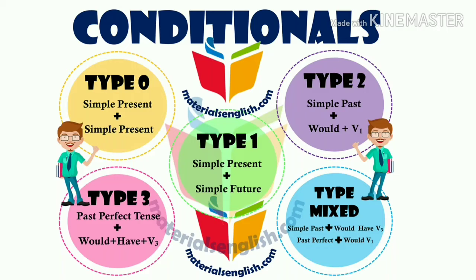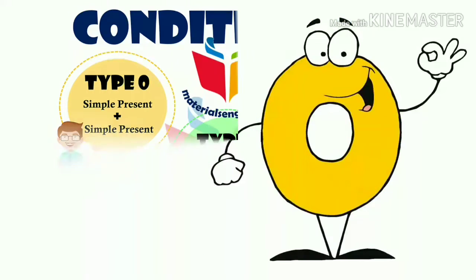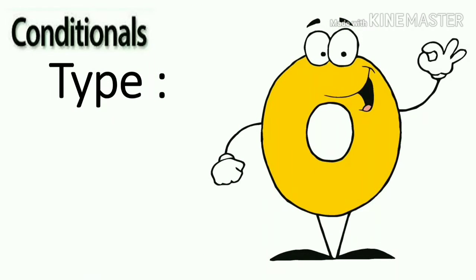I know conditionals have different types: Type 0, Type 1, Type 2, and Type 3. We are concerned today with Type 0 and Type 1 for first year baccalaureate. Let's start now with conditional Type 0.